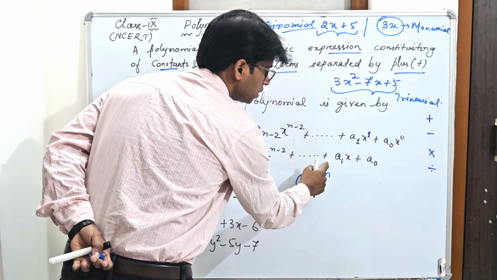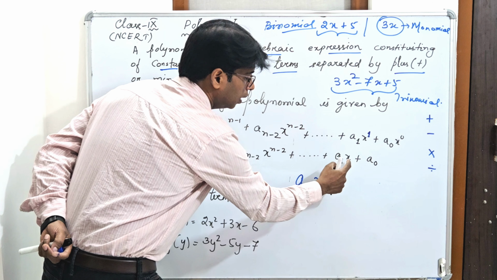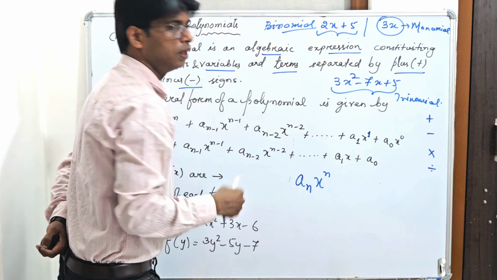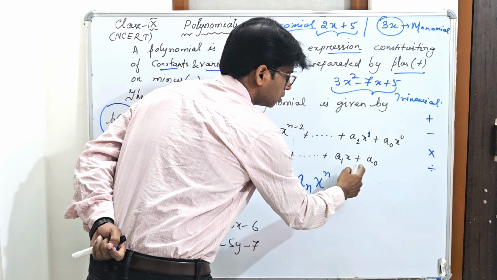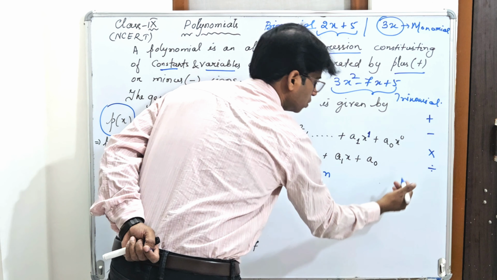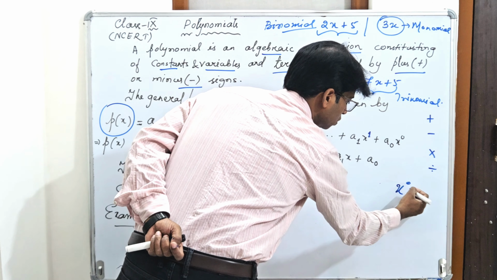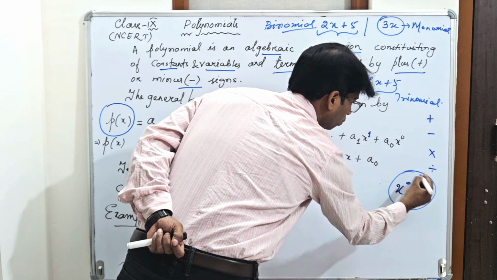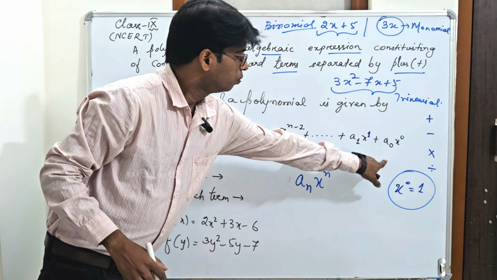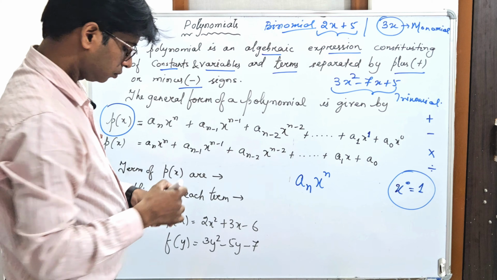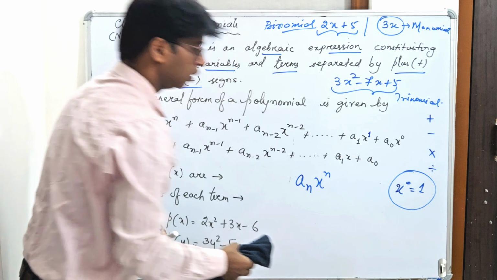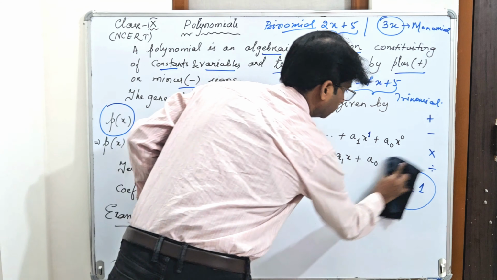Then accordingly you can see a1 x to the power 1. So 1 is not written, we can ignore it, and plus a0 x to the power 0, and you must be knowing x to the power 0 is equal to 1. It is always equal to 1. That's why x to the power 0 is ignored. We have substituted it with what? Number 1. That's why.